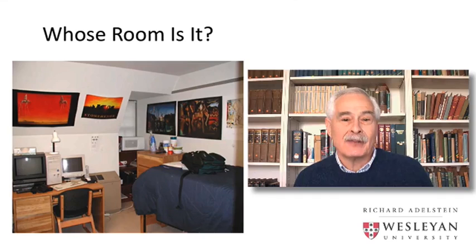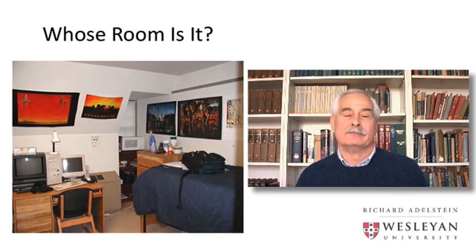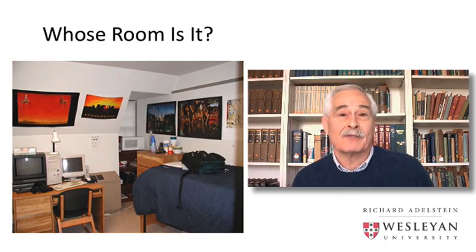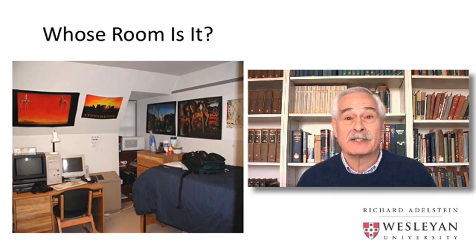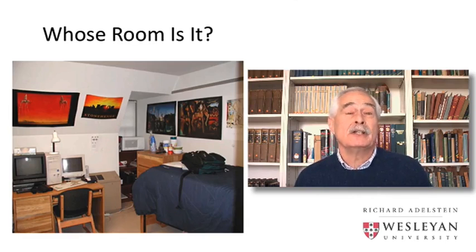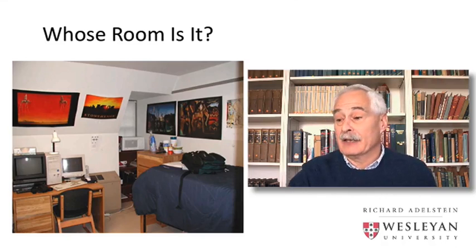So let's imagine that the room in the picture is a Wesleyan University dorm, and that it is occupied by a young woman whom we'll call Simone. So the question before the floor is the question at the top of the slide: whose room is it? If we were to ask Simone, she'd almost certainly answer that it's her room. But as we've seen, under the new view of property, the answer might be somewhat more complex than that.